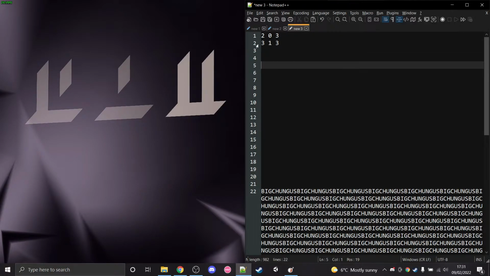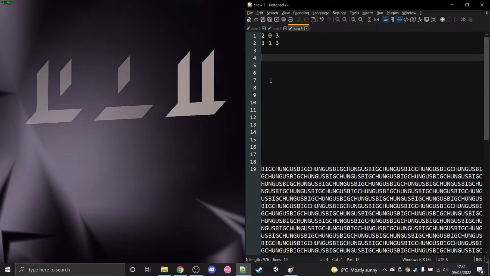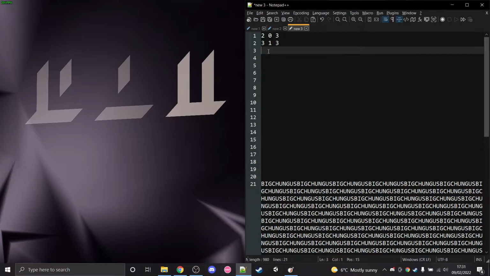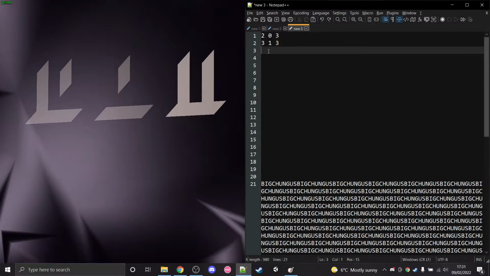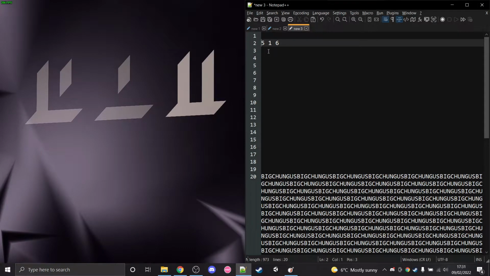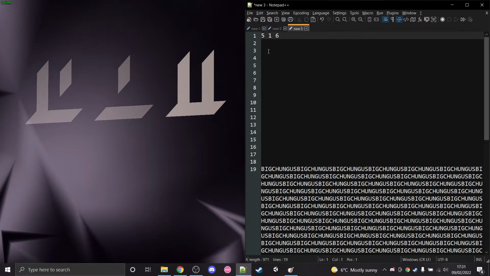And then from here, we're going to just take the sum of each of these pairs. So 2 plus 3 is 5, 0 plus 1 is 1, and 3 plus 3 is 6. This number right here is a number that is shown in base 15.